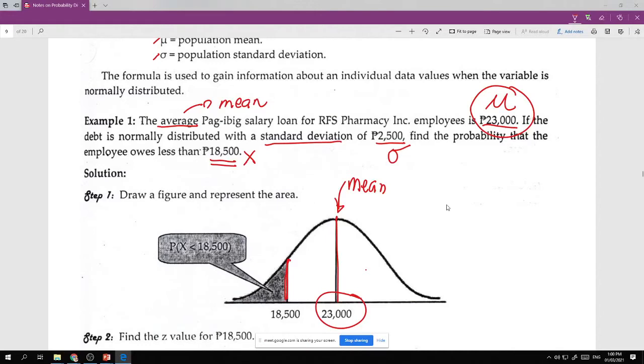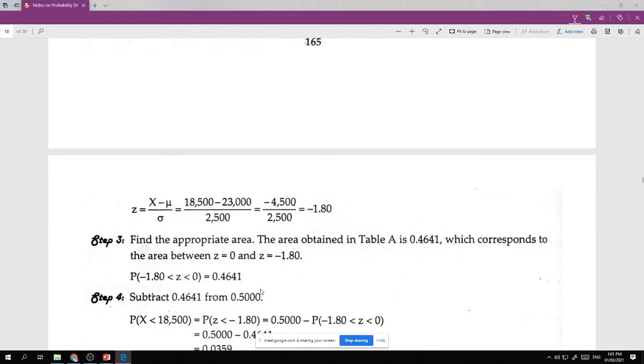So I'm going to place 18,500 here. Why is this part shaded? Because it is stated less than 18,500. Which part is less than 18,500? Sir, the shaded part. Yes, that is the less than 18,500. That is what we want to find, using the concept we learned before. How do we find this part? This half is 0.5, and the area from the mean to the measurement is 0.4641.